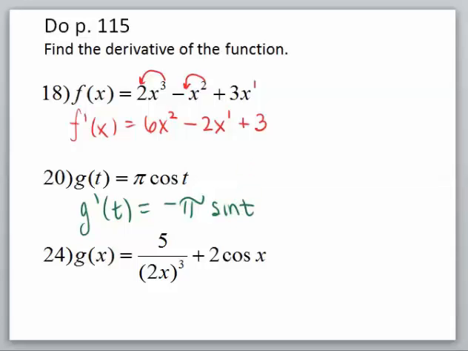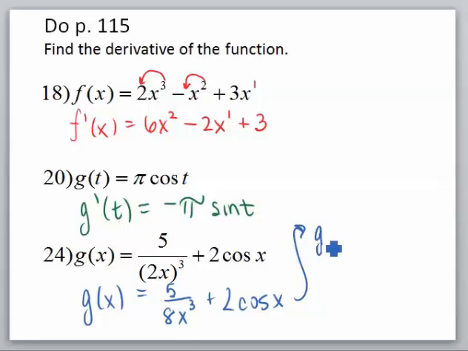The last one on this particular slide says, well, what I really want to write here is I have 5/8, this is 2 cubed, and then I have x to the third plus 2 cosine x. I haven't taken the derivative yet, so I wrote g prime. I'm going to come up here to finish this one. So really what I have is g of x is equal to 5/8 x to the negative third plus 2 cosine x. Now I'm ready to take the derivative.